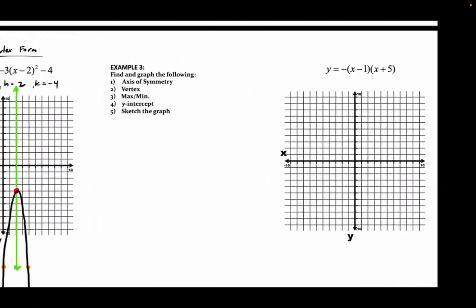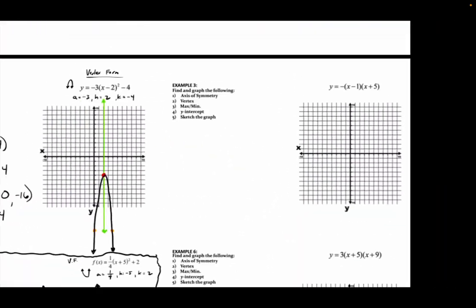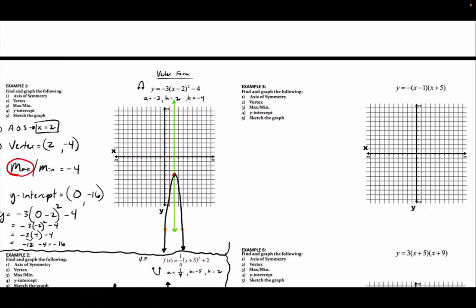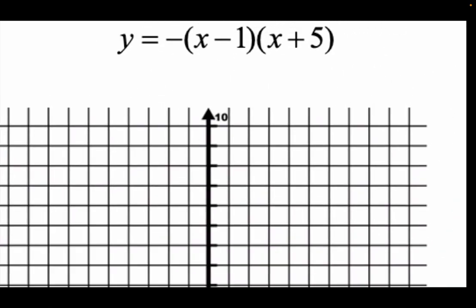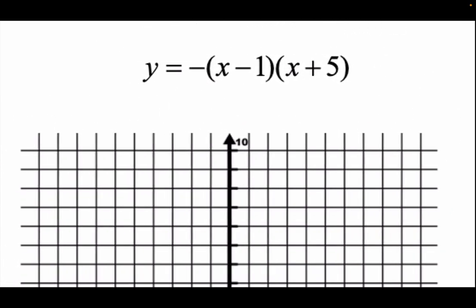All right, so I'm going to do number 3 with you guys, and then number 4 you guys are going to do on your own, and we'll be done. Okay, so number 3. Which form is this in? Well, this one's going to be in factored form. 2 parentheses, right? Okay, so factored form, so let's write that down.